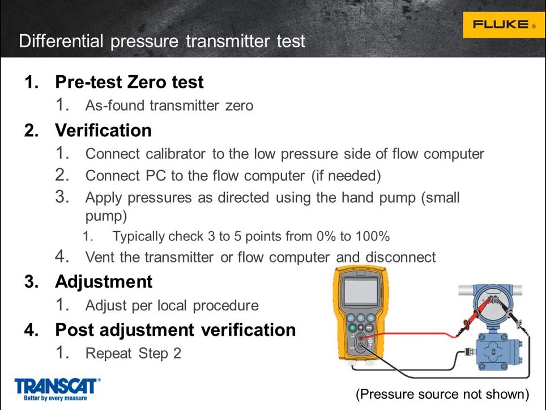Typically what we find here is that 0.1% variance is going to give you an out of tolerance. If you are out of tolerance, you're going to have to adjust. You should have a local procedure that tells you how to do this adjustment. Again, each setup is different, so I'm not really going to spend a lot of time going into that.